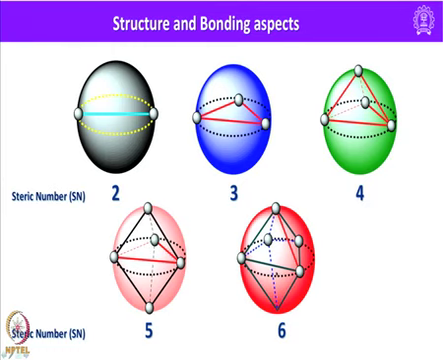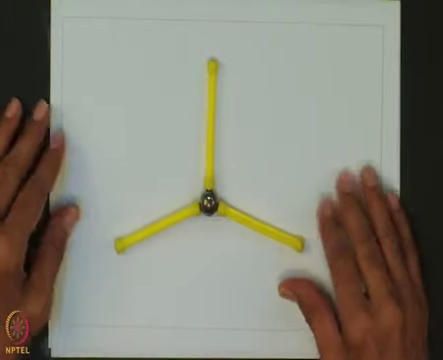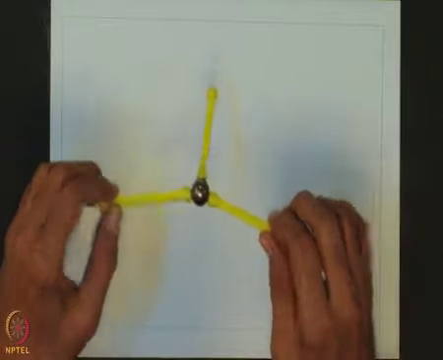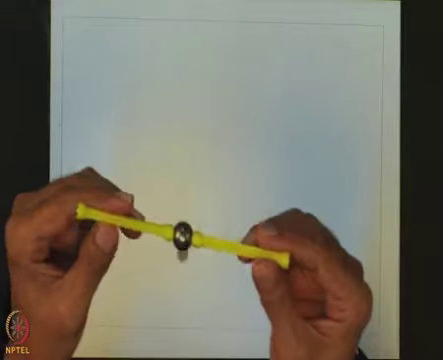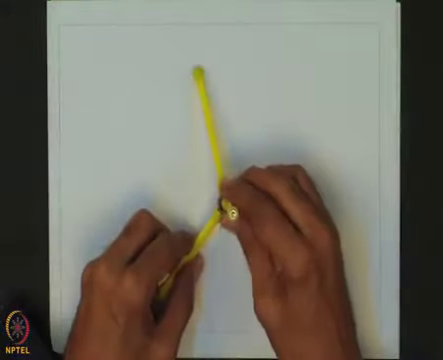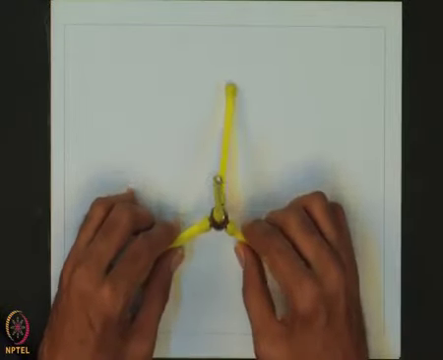I will show you some of those things. If the steric number is 2, this is linear, it should be something like this. If the steric number is 3, it is trigonal planar, example BF3, BCl3 molecules, it would be something like this, and the angles will be 120 degrees between the 2 atoms. And if the steric number is 4, it will be tetrahedral, the angles will be 109.5 degrees.